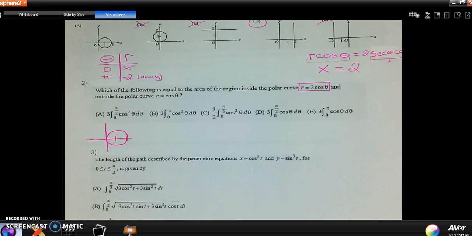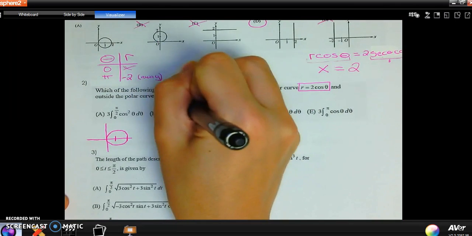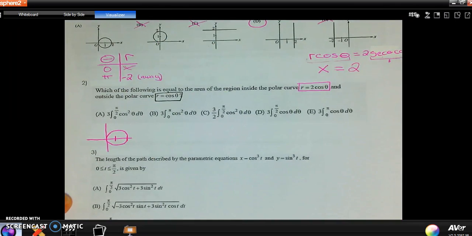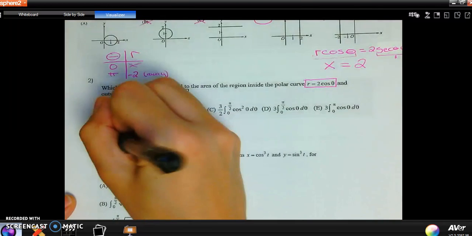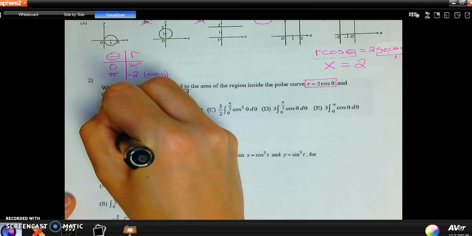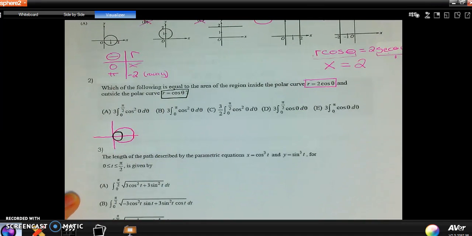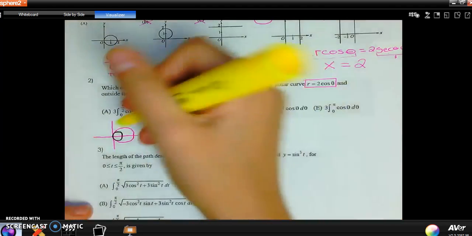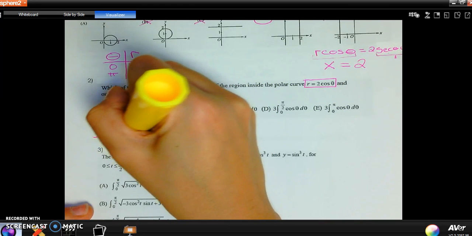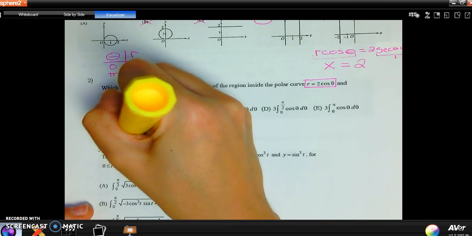And then let me sketch our cos theta. Well, that's going to be another circle, but this time it's going to be at 1. So you got a circle there. Okay. So which of the following is inside the pink and outside of the black circle? So really the area that we're looking for is inside the pink and outside the black. So we're looking for this area there.